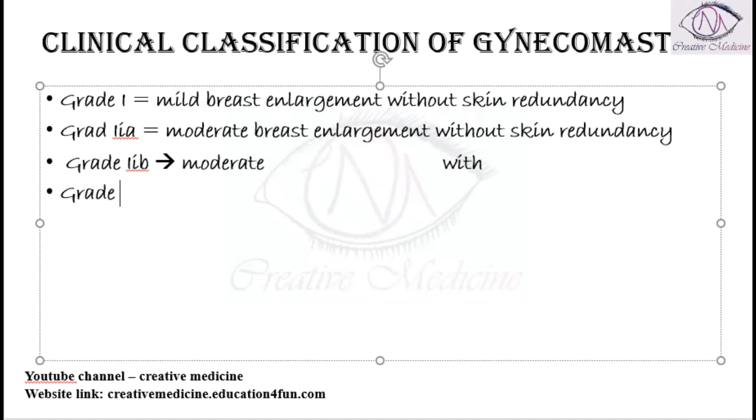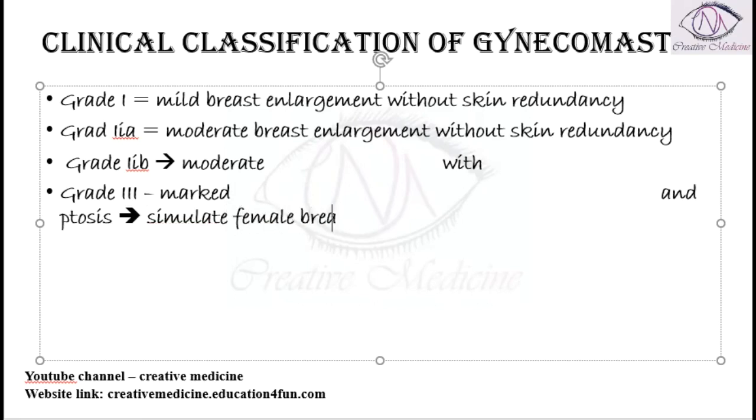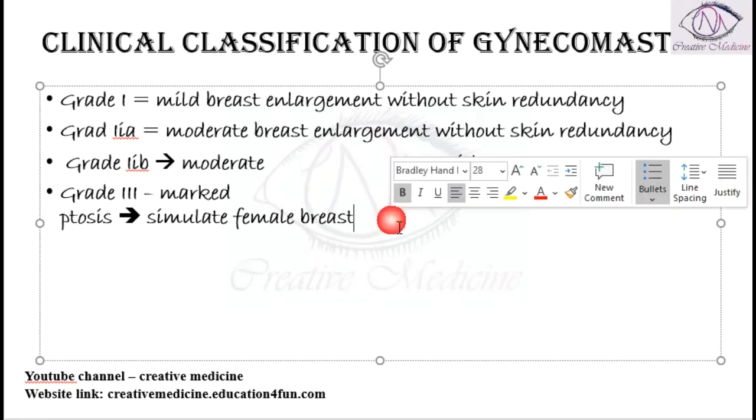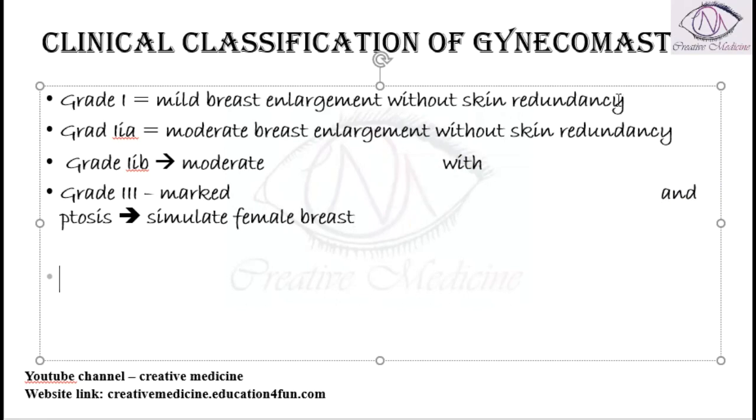Then we have grade 3. In grade 3, there is marked enlargement with skin redundancy, and ptosis is also present. So grade 3 will almost look like, or simulate, the female breast. Here, redundant skin means loose skin.